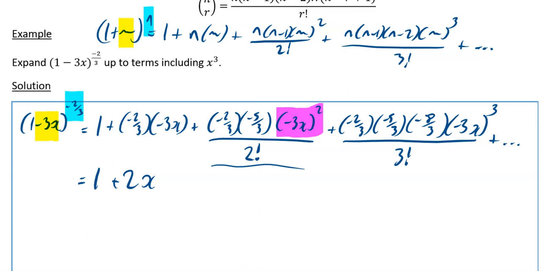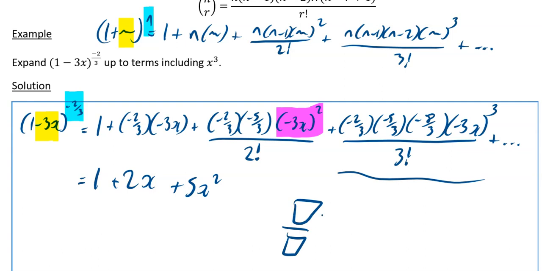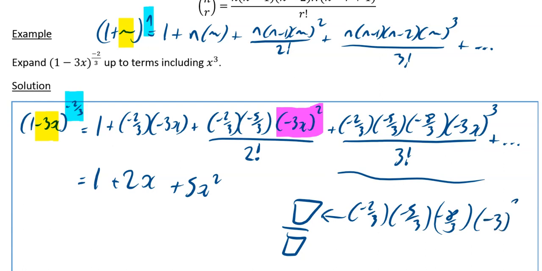But when I put all that into my calculator, I got just 5, and that's going to be x squared. And then on to the last one. Again, just how we set this out, I would use your wee fraction button. On the top line of your fraction, I would just do minus 2 over 3 times minus 5 over 3 times minus 8 over 3. And then this bit here is going to be minus 3 cubed. Put that all in, and on your bottom line, you're just putting in your 3 factorial.